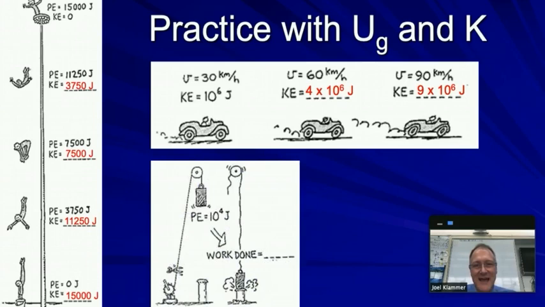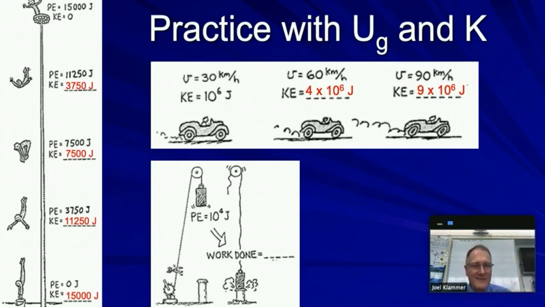Finally, this last one here, it's a pile driver where they take a big mass, if you've seen these here in Shanghai, and they drop it and actually pound in pilings to support buildings like Concordia is built on. What happens here? It starts out with GPE of 10 to the 4 joules, or 10,000 joules. And the question is, how much work does it do on the piling as it hits?